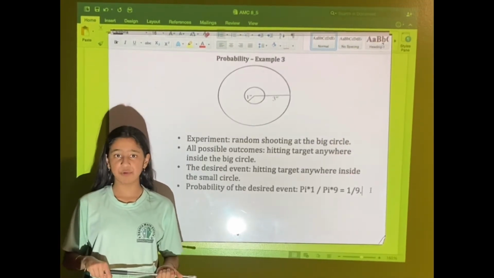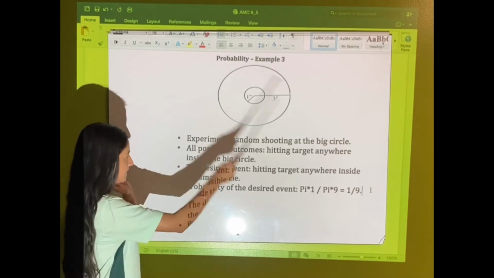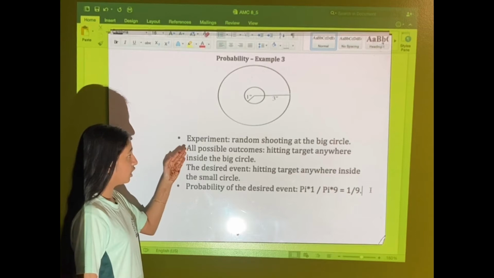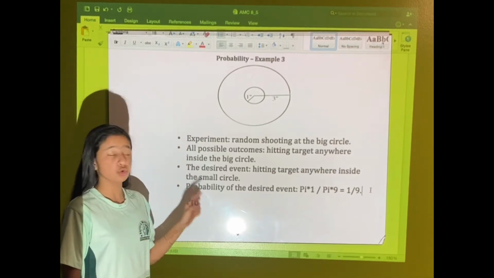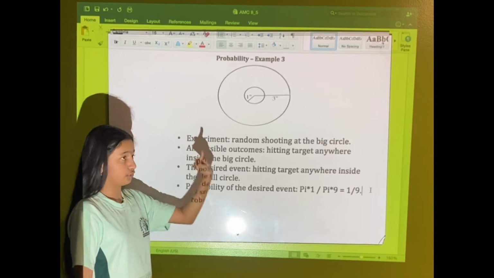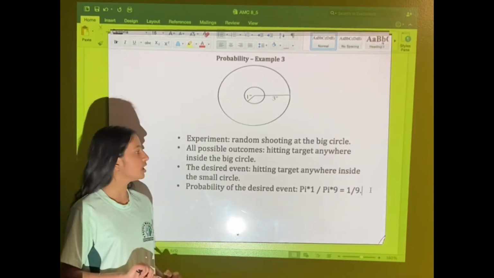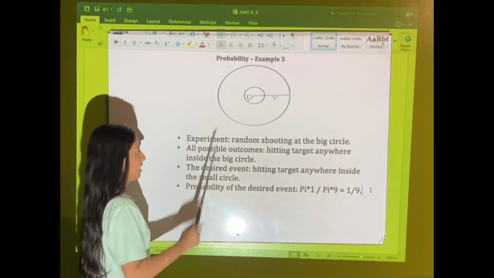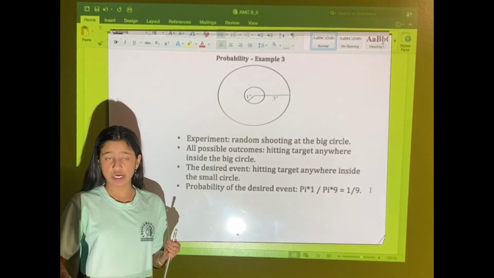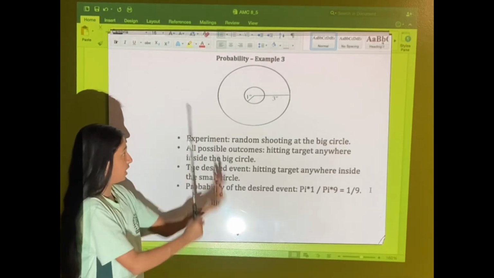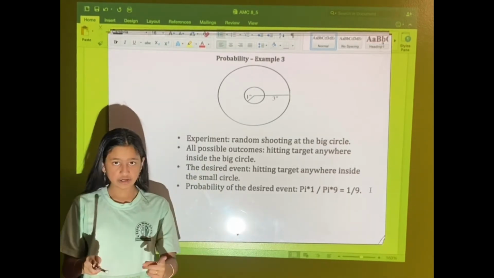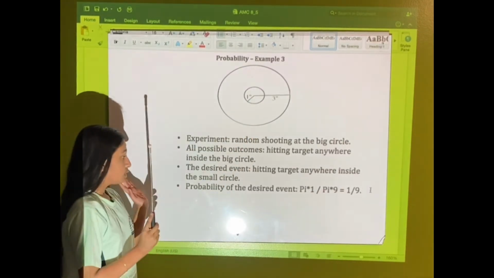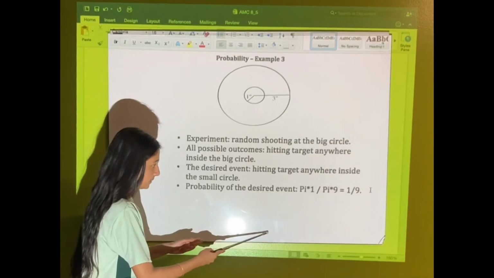Our last example for probability. In this example, the question is, when hitting randomly inside this target, what is the probability that you will shoot inside the small circle? So here, our experiment is randomly shooting at the big circle, or this whole thing. And all possible outcomes is hitting the target anywhere inside this big circle. But the desired event is hitting the target anywhere inside the small circle. So the probability of the desired event.